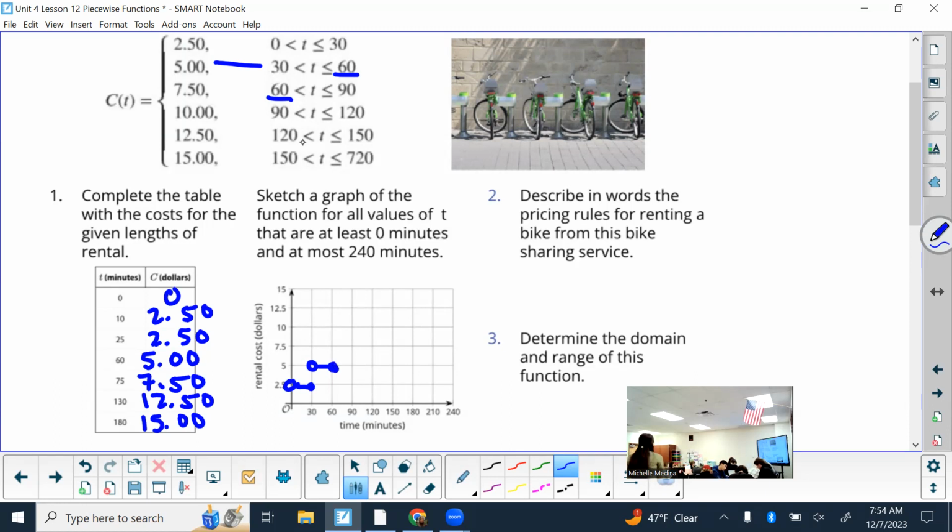Do you think you guys could take it from there? Okay. I did ask you to already try it earlier, but if you haven't yet, try it with the next 4 intervals. I'll freeze it and then I'll show you what it should look like. If you're already done, try answering 2 and 3. Describe in words and determine the domain and range. Great practice for your constructed response.